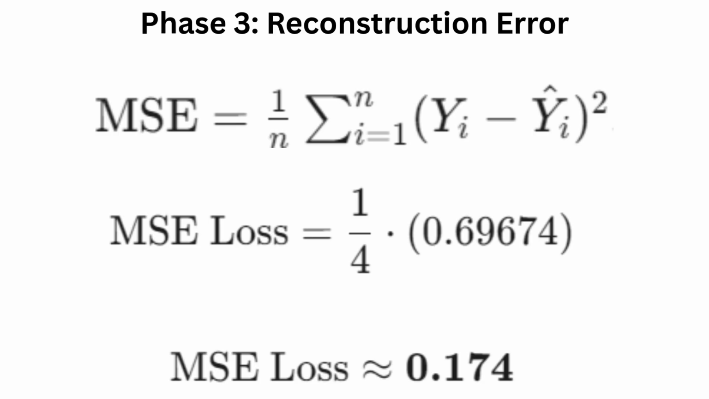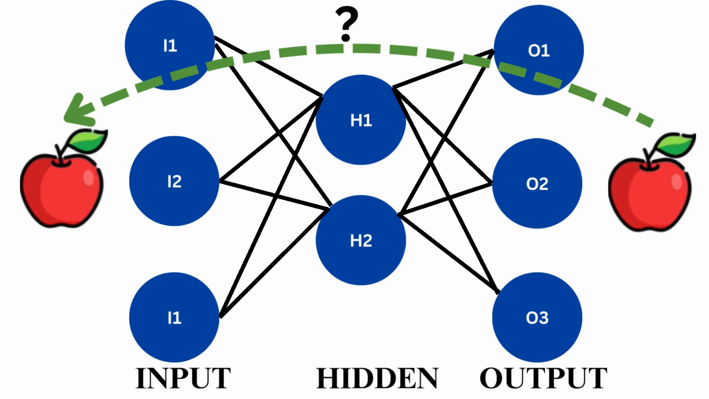Now we come to the end of the forward pass. We compressed the input, reconstructed it, and then computed the reconstruction error. In the next video, we will go a step further and do the backpropagation.